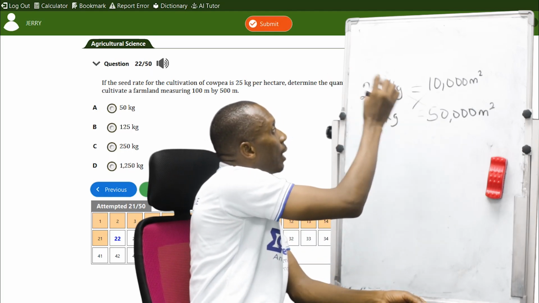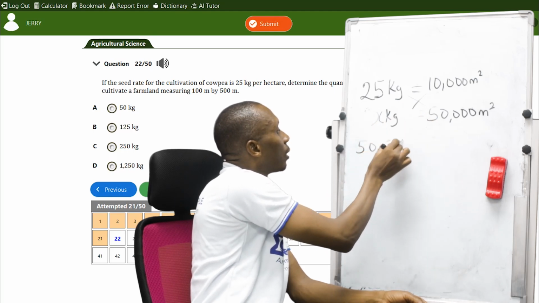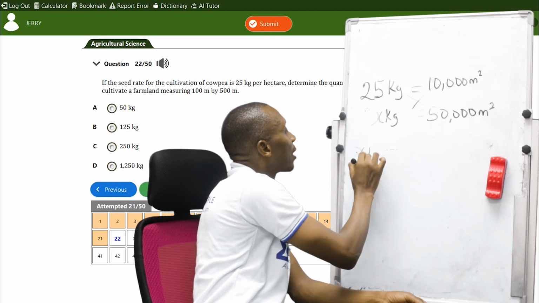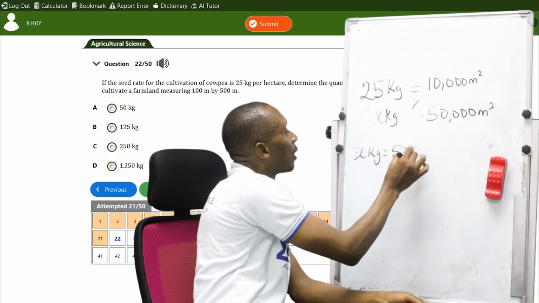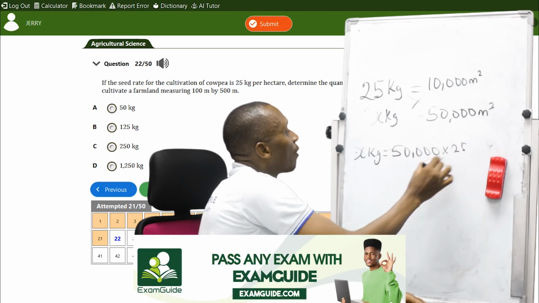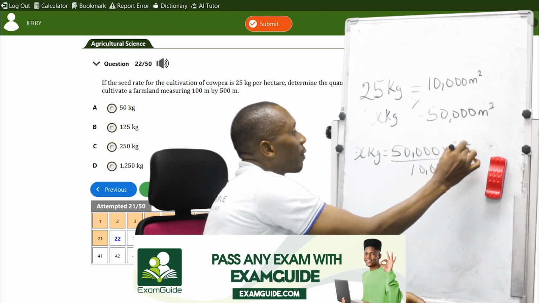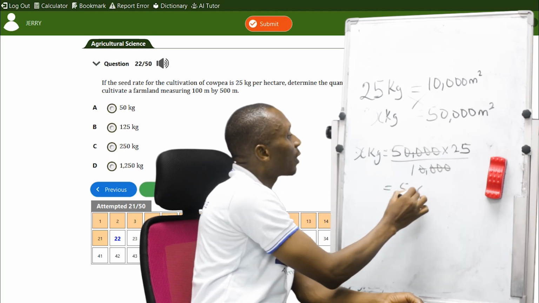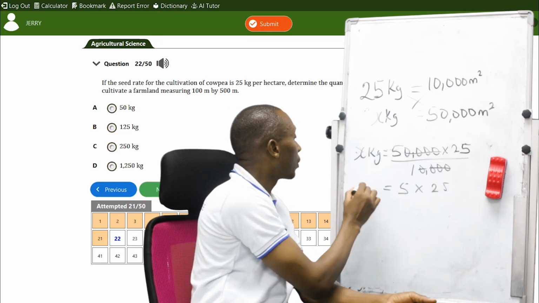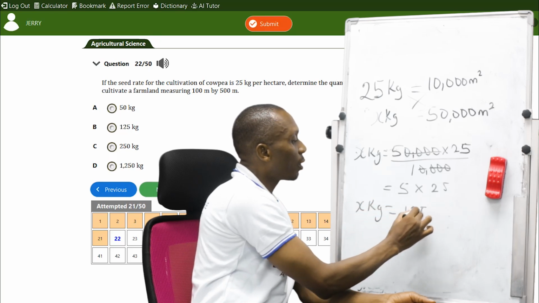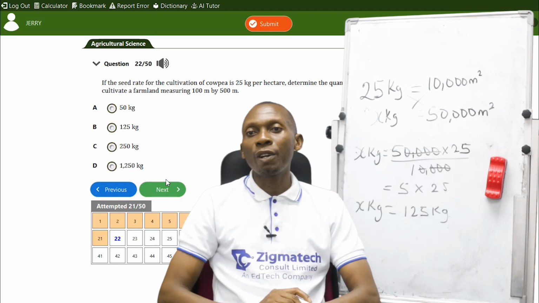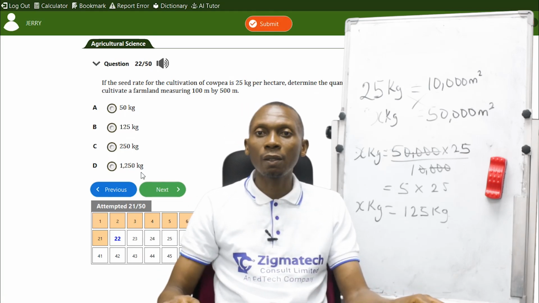So this is what we are going to do. We just cross multiply here, so X is equal to 50,000 times 25 all over 10,000. Of course we strike out the zeros, so we have 5 times 25. That should be 125, so X kilograms is equal to 125. So 125 kilograms is required for this area of farmland, which is 50,000 square meters. So the answer is 125.